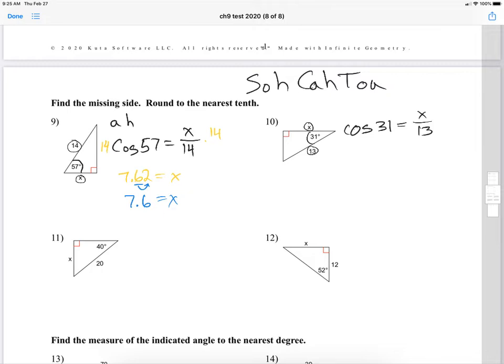Okay, and again, we're going to do the exact same thing. We're going to multiply by 13. We take 13 times the cosine of 31 on our calculator, and we get x equals 11.143. We need to look at the tenths position, look to the right, and that tells us it should be 11.1.